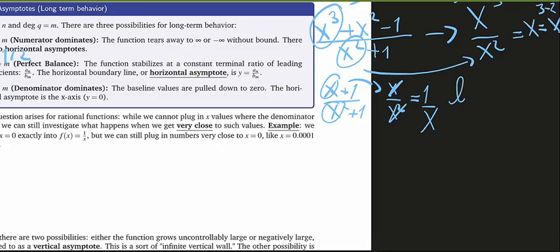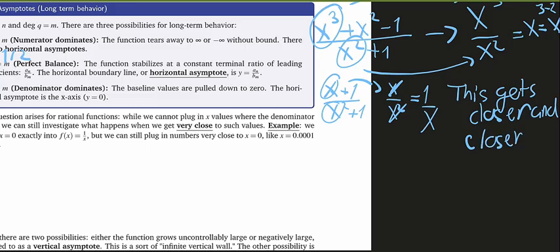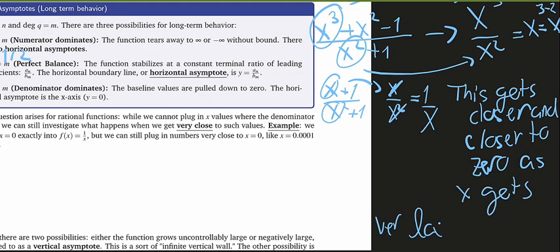Gets closer and closer to 0. This gets closer and closer to 0 as x gets larger, very large, or negative, or very negative.